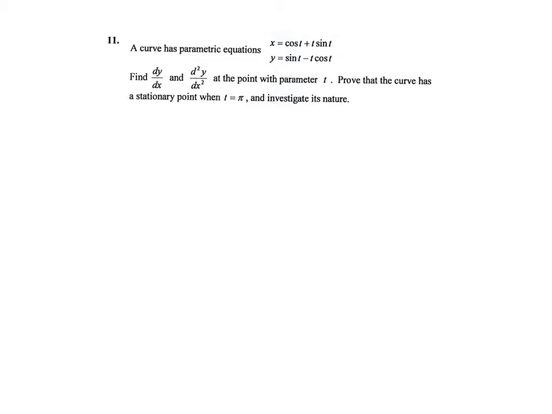So, dx by dt is minus sine t plus, now this part here is a product, so we differentiate the first and leave the second, and we'll leave the first and differentiate the second. Sine t minus sine t is 0, so we've just got t cos t.